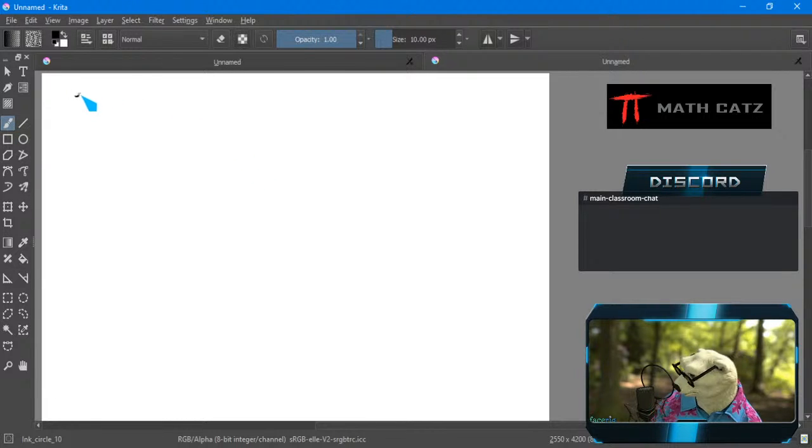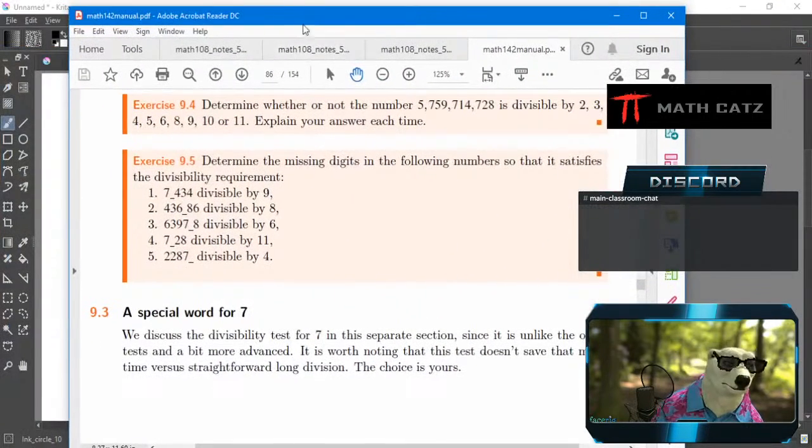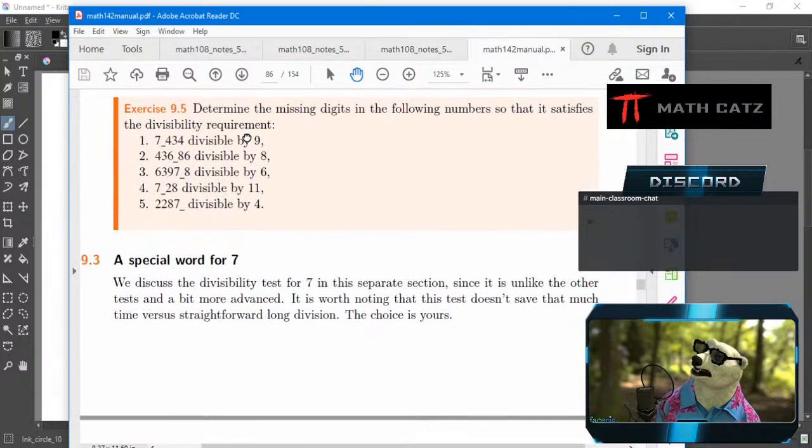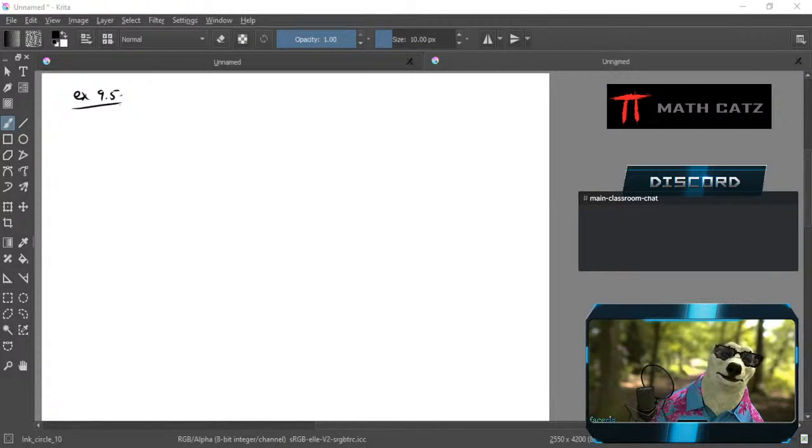All right, exercise 9.5. I like this kind of question. It's a little more fun. Let's show it. Determine the missing digits in the following numbers so that it satisfies the divisibility requirement. So in the first one, I have a missing digit there. It's 70 something 434, and all I know is it has to be divisible by 9. What is the missing digit?